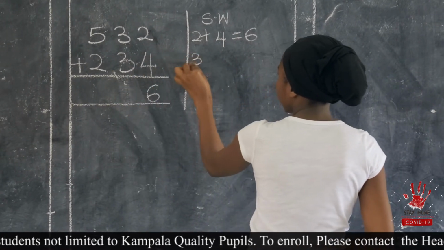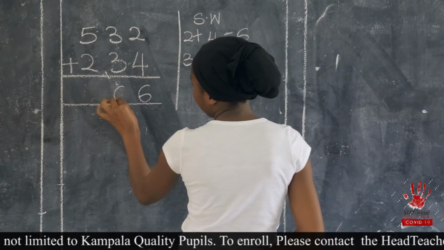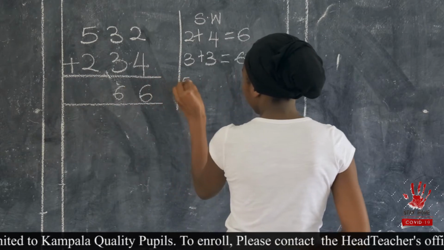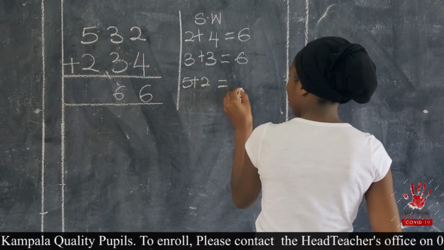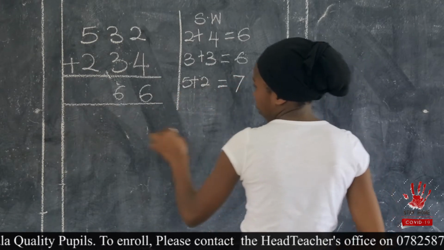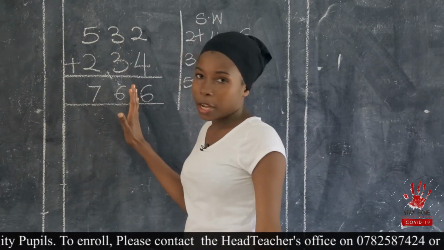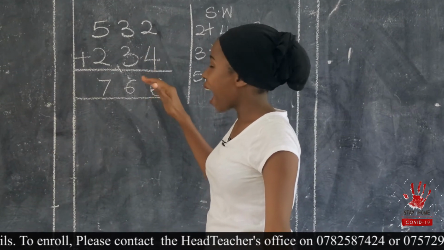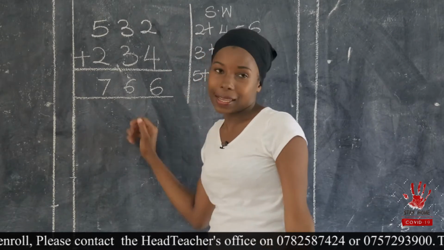And then 3 plus 3. That is 6 also. And then 5 plus 2. If you use your fingers, you get 5 fingers plus 2 fingers, you get 7, and put the 7 there. Arrange the numbers properly. The answer is supposed to sit under the numbers you've been dealing with. That's what we talked about last time.